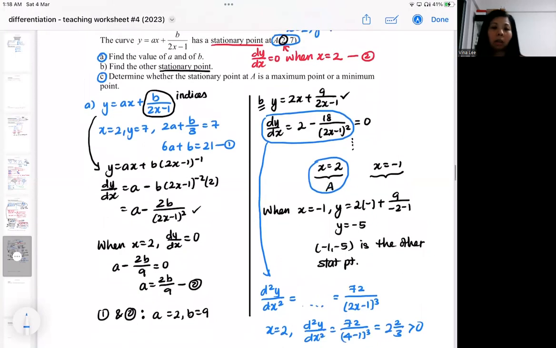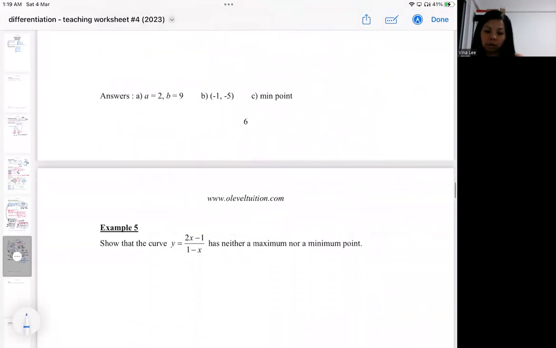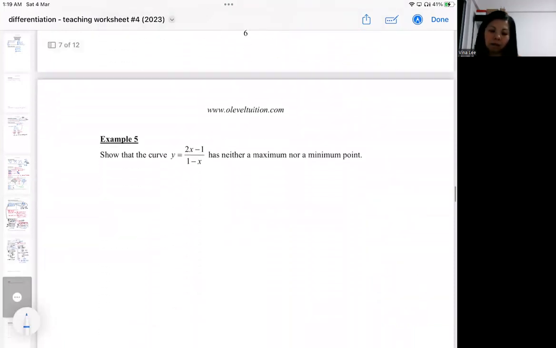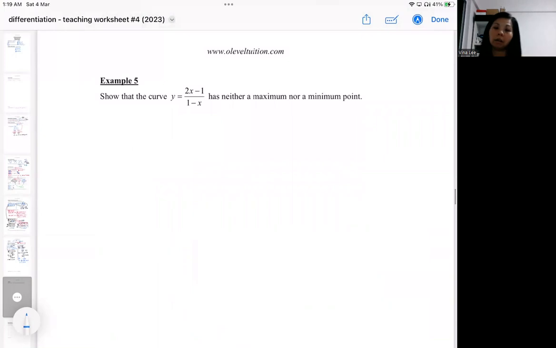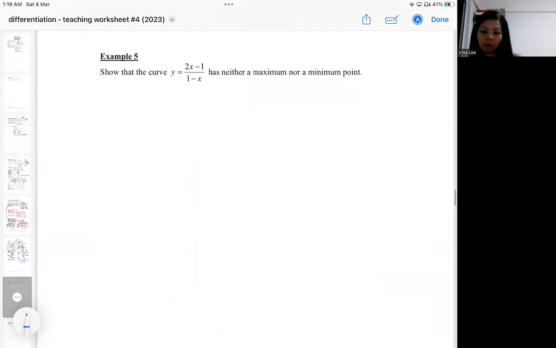Okay, so it will end up to be quite a long question. And obviously a lot lies with whether you can find A and B or not. There is also another type of question in the third stationary point section where they ask you to show that it has neither maximum nor minimum.